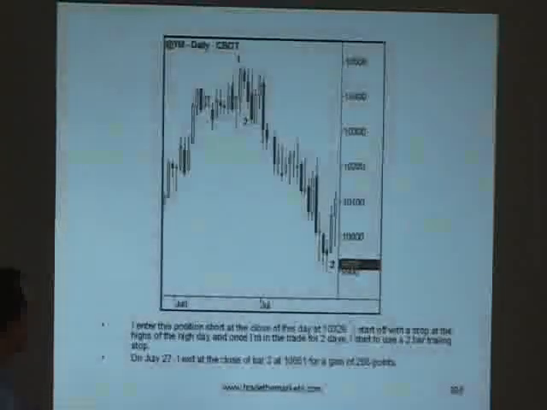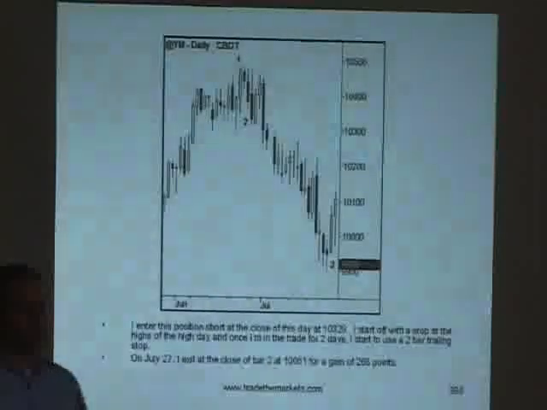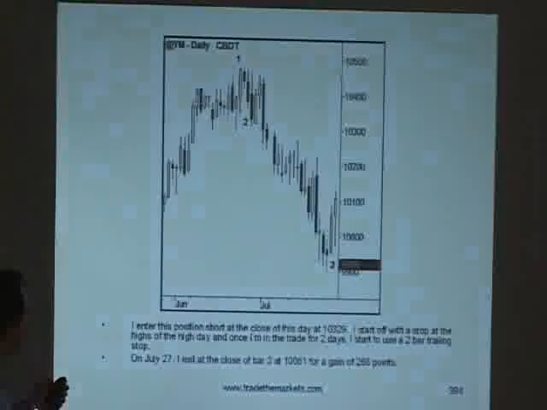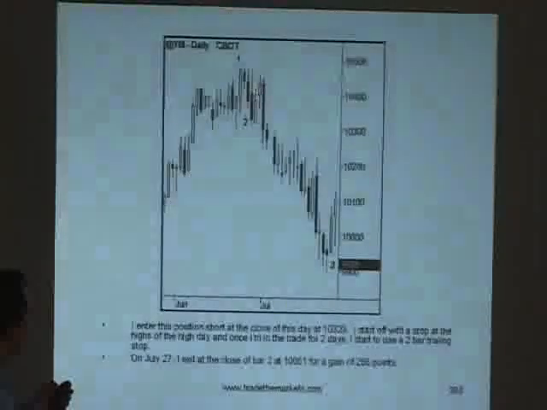Now, how do I get out of the trade? I just use a 2-bar trailing stop. So we get in here, and my first stop's going to be here for the first day. And then the next trading day we're here, so I go back 2 days, there's my stop. Next day's here, go back 2 days, there's my stop. Next day's here, go back 2 days, now there's my new stop, and so on and so on.